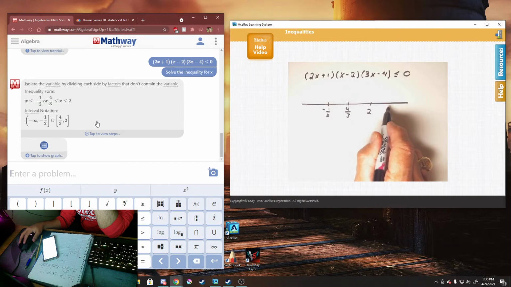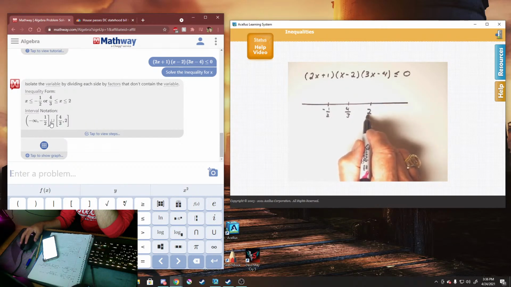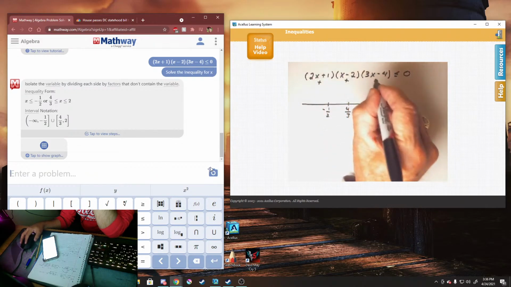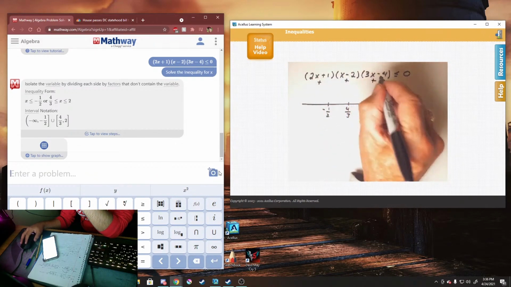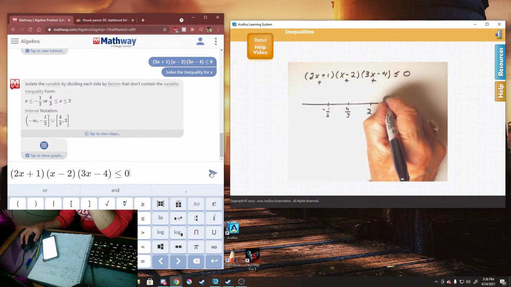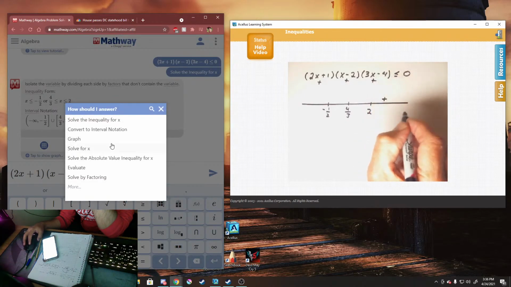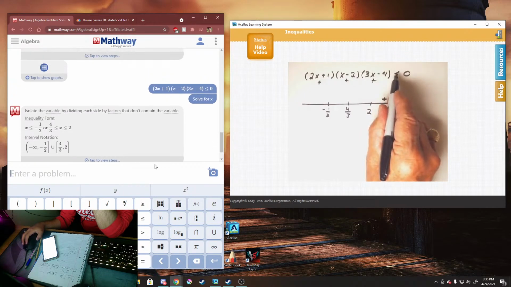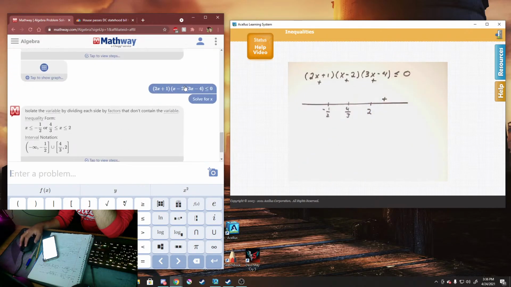I'll just test one of them for you. If x is bigger than 2, then this factor would be positive, and this factor would be positive, and this factor would be positive. So we are positive to the right of 2. But remember, we want it to be less than or equal to 0.